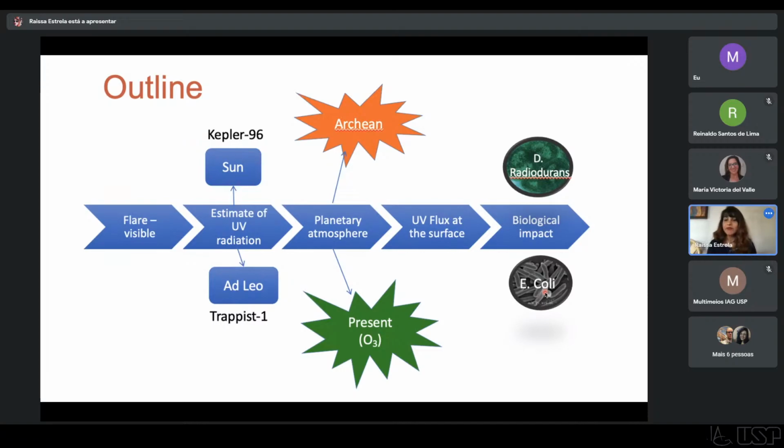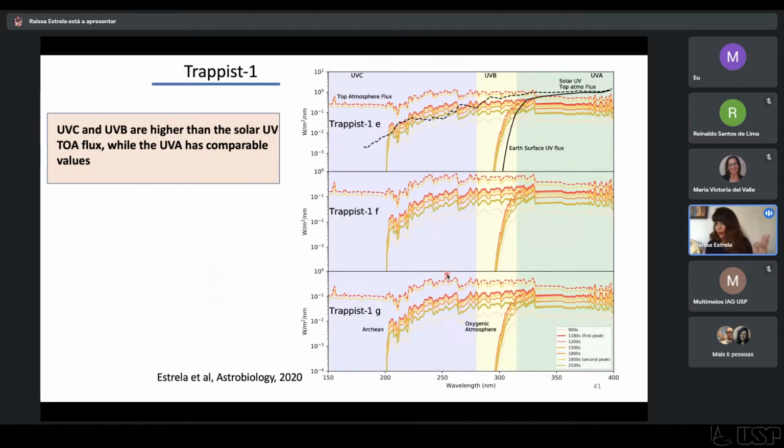So I'm going to pass very quickly through these results because of the time, but here is just to show you quickly the surface flux that arrives due to the TRAPPIST-1 superflare at each instant of the flare. So this would be the surface flux that arrives after passing through these 2 types of atmospheres that I told you about. And we see that for oxygenic atmosphere, most of the harmful UVC and UVB would be prevented from reaching the surface of the planet.